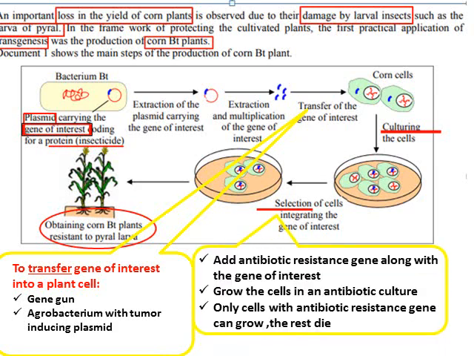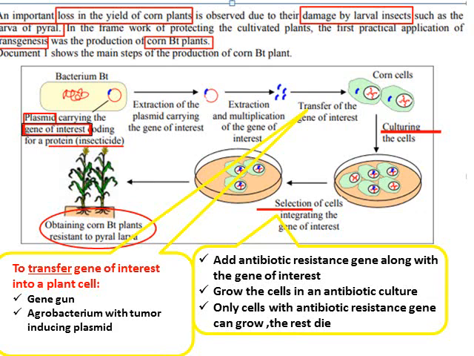So while introducing the gene of interest into the corn cells, we're going to introduce another gene along with that gene, which is an antibiotic resistance gene. And then we're going to grow all the cells in an antibiotic culture. The antibiotic is going to kill all the cells except for the cells that are able to resist the antibiotic, and these cells will have the gene of interest along with the antibiotic resistance gene.